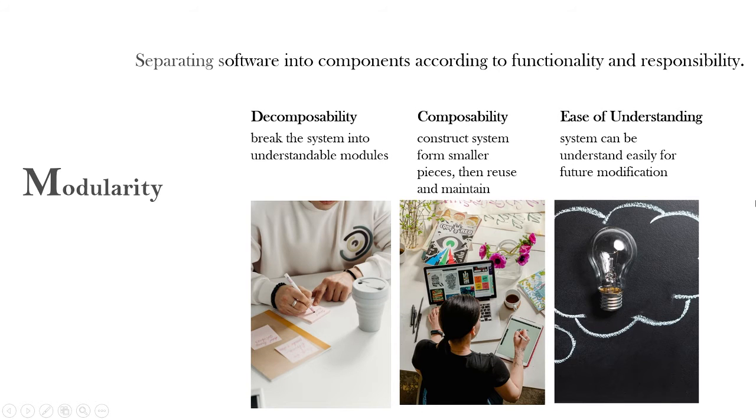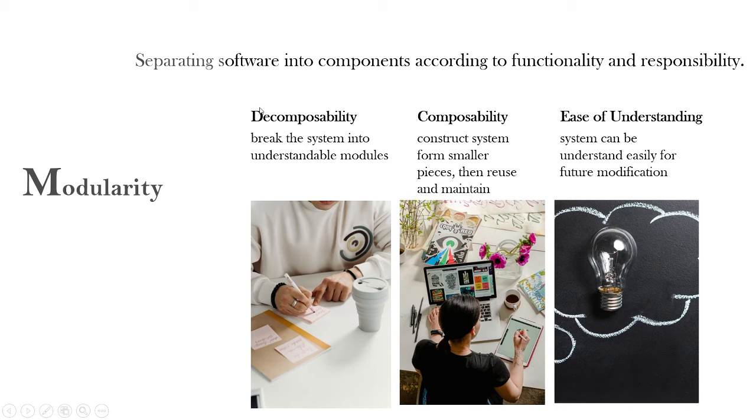The second principle is modularity. Modularity can be known as the specialization of the separation of concern, which is the first principle. This principle is to separate software into components according to the functionality and responsibility. There are three main points that we need to remember when we carry out these principles, which are decomposability, composability, and ease of understanding.